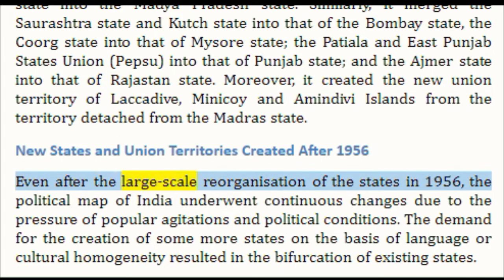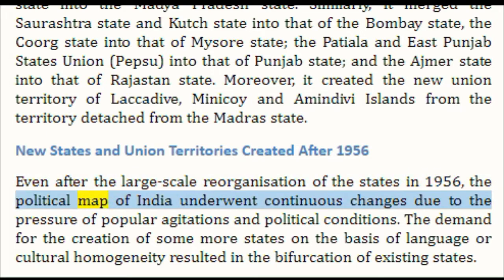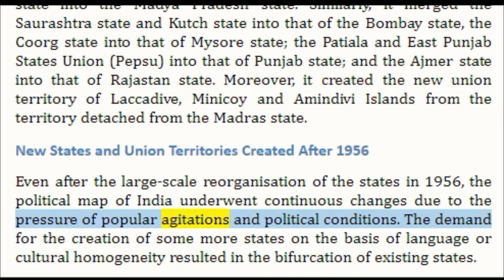New states and union territories created after 1956. Even after the large-scale reorganization of the states in 1956, the political map of India underwent continuous changes due to the pressure of popular agitations and political conditions.